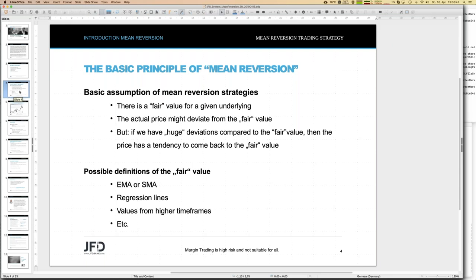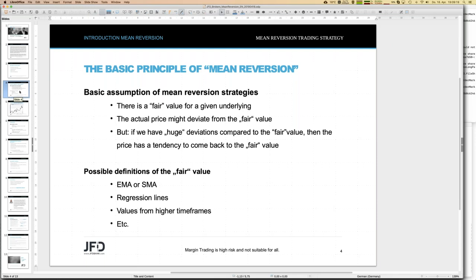But obviously there's a big question mark, and that is, what is a fair value? How can we define fair value for any given underlying? For example, if I talk about DAX, DAX might be at 12,000 points, and for whatever reason, I call 11,000 the fair value. What we would do then is obvious: we would open a short trade in the direction of that fair value. And if the actual price were 10,000 and the fair value 11,000, then we would open a long trade. That's easy. But how to define a fair value?